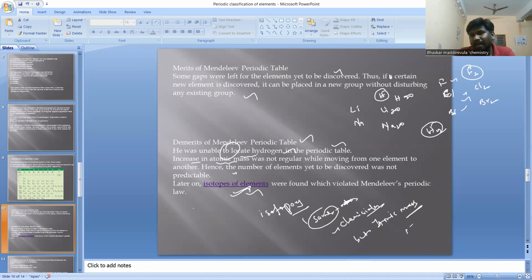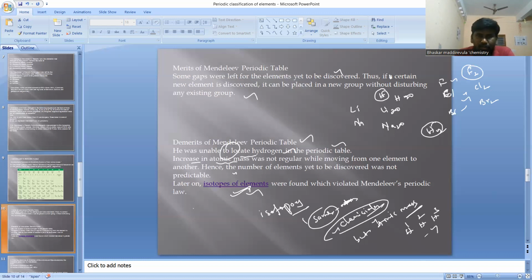For example, hydrogen exists in three isotopes: mass number 1, mass number 2, mass number 3. Protium, deuterium and tritium. These elements possess the same properties, but their atomic mass is different. So there is no space for the isotopes in the Mendeleev periodic table. This is one of the main limitations.